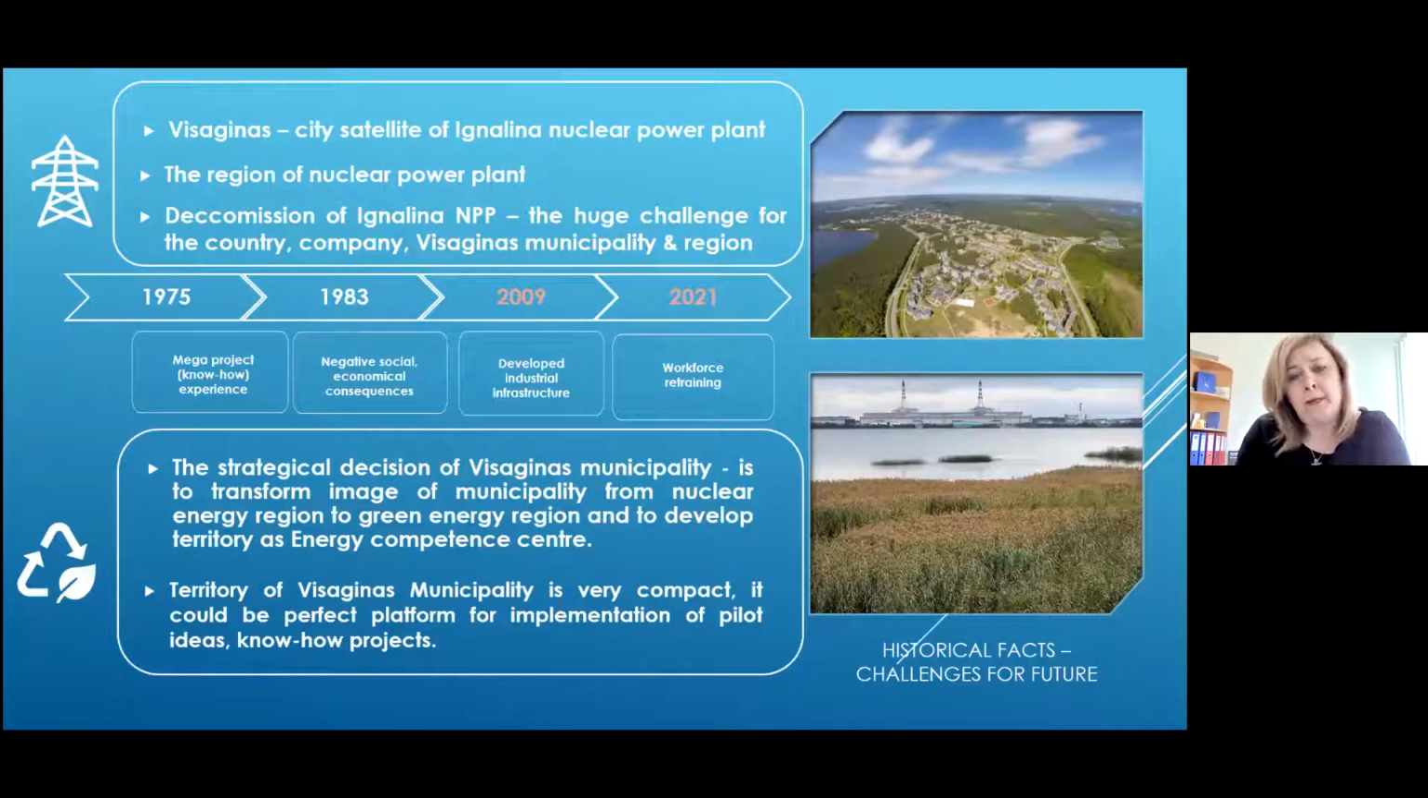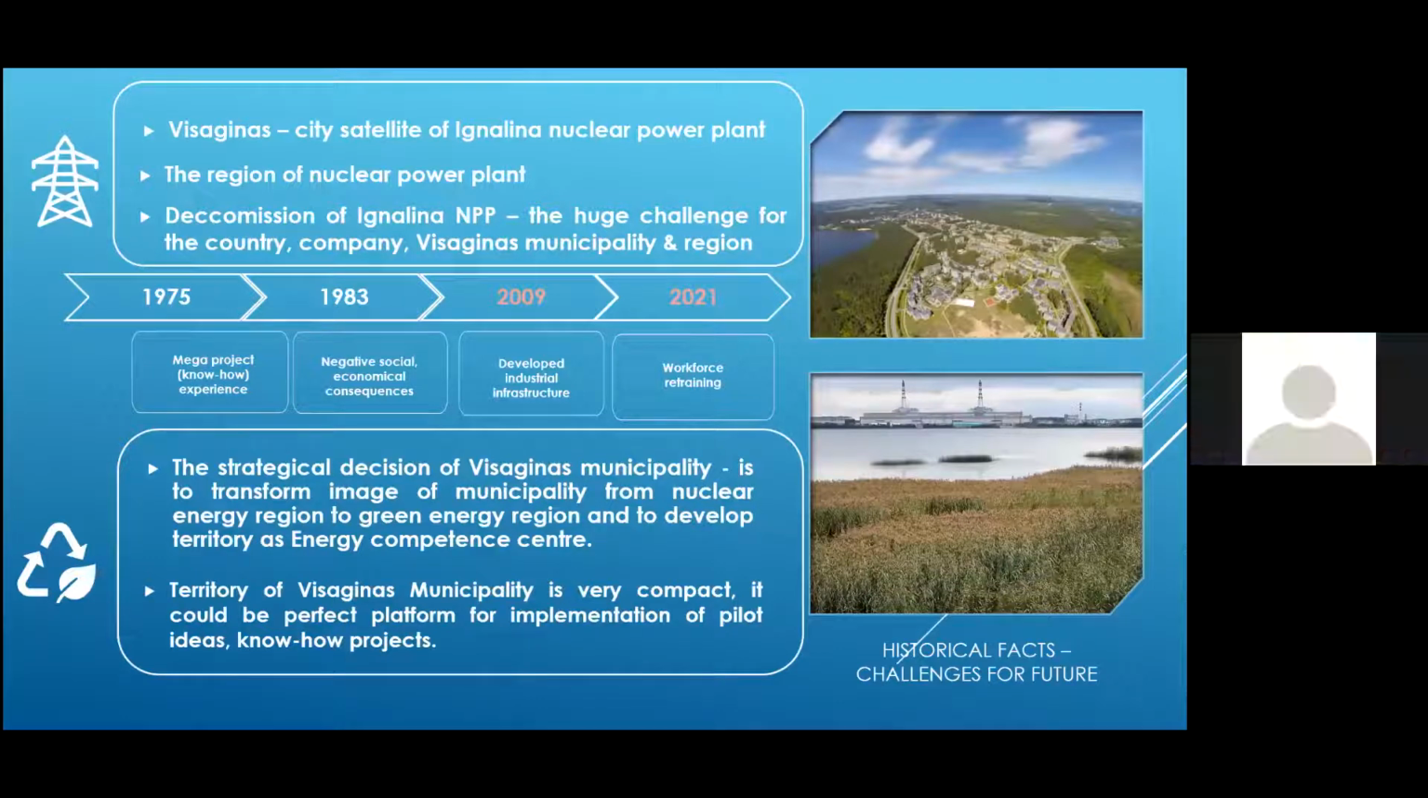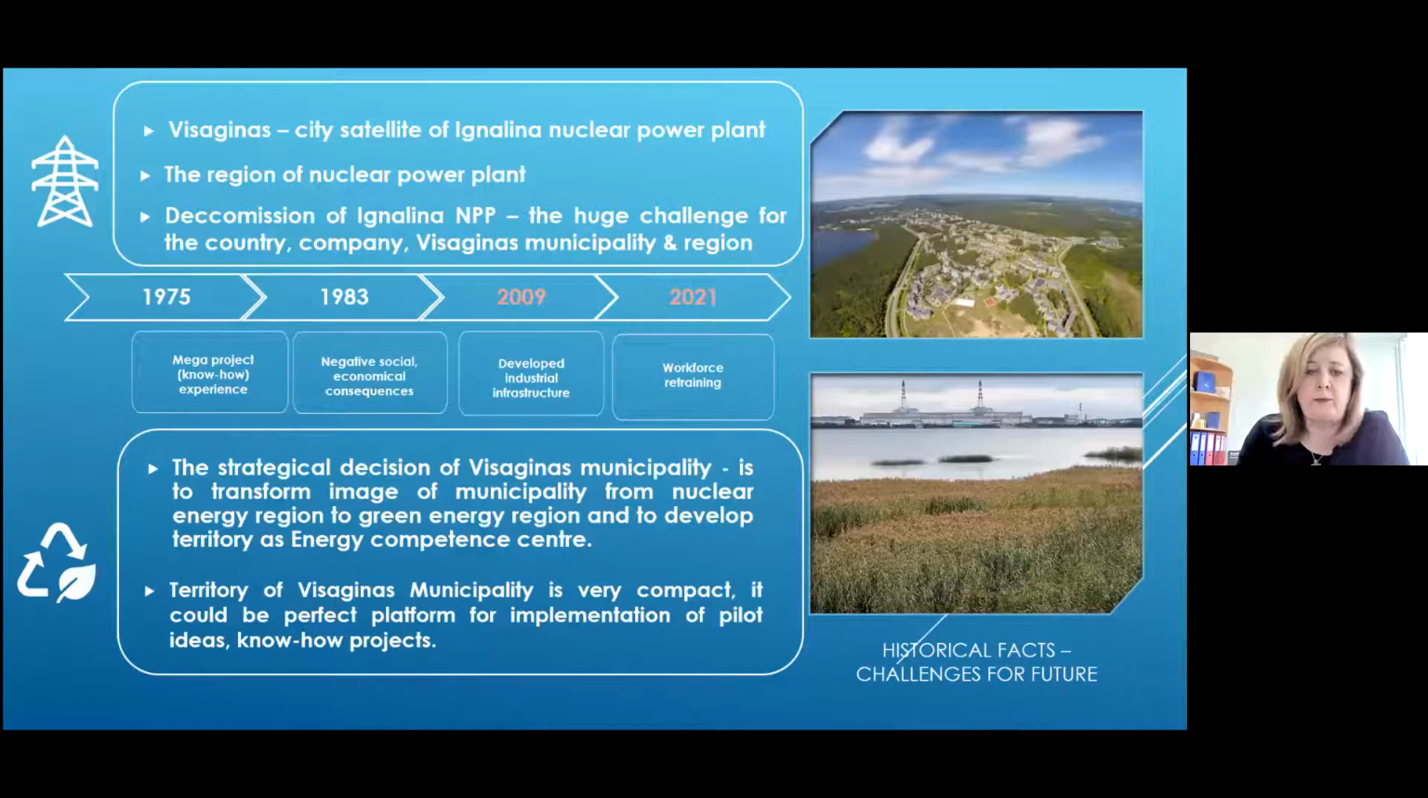Also, the municipality is deciding how to develop the industrial infrastructure of the nuclear power plant and how to retain the workforce. So the strategic decision of Visaginas municipality is to transform its image from a nuclear energy region to a green energy region, to develop the territory as an energy competence center, and to become the first green municipality in Lithuania.